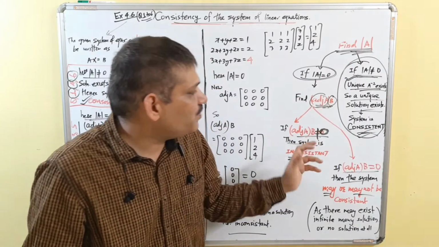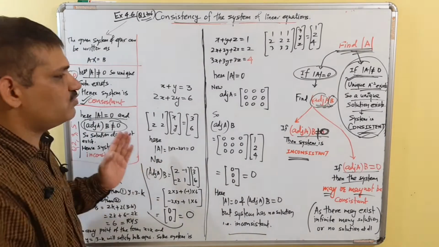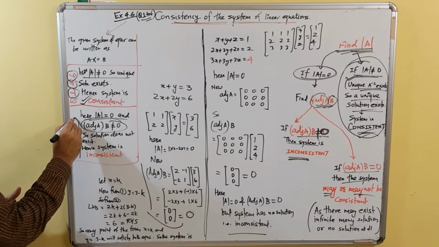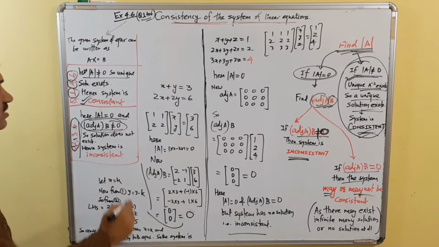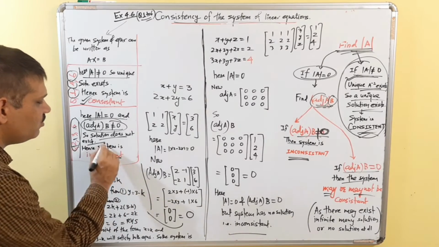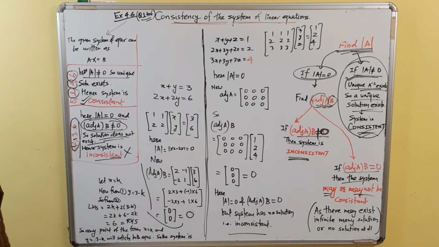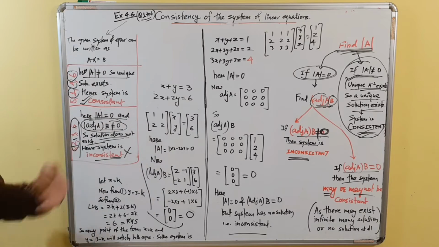So if the value of adjoint A into B is not equal to 0, and in the remaining cases, questions 2, 3, 5, adjoint A into B is not equal to 0, then these systems have no solution. The solution does not exist. That means the system is inconsistent. So 3 equations are consistent and 3 equations are inconsistent.